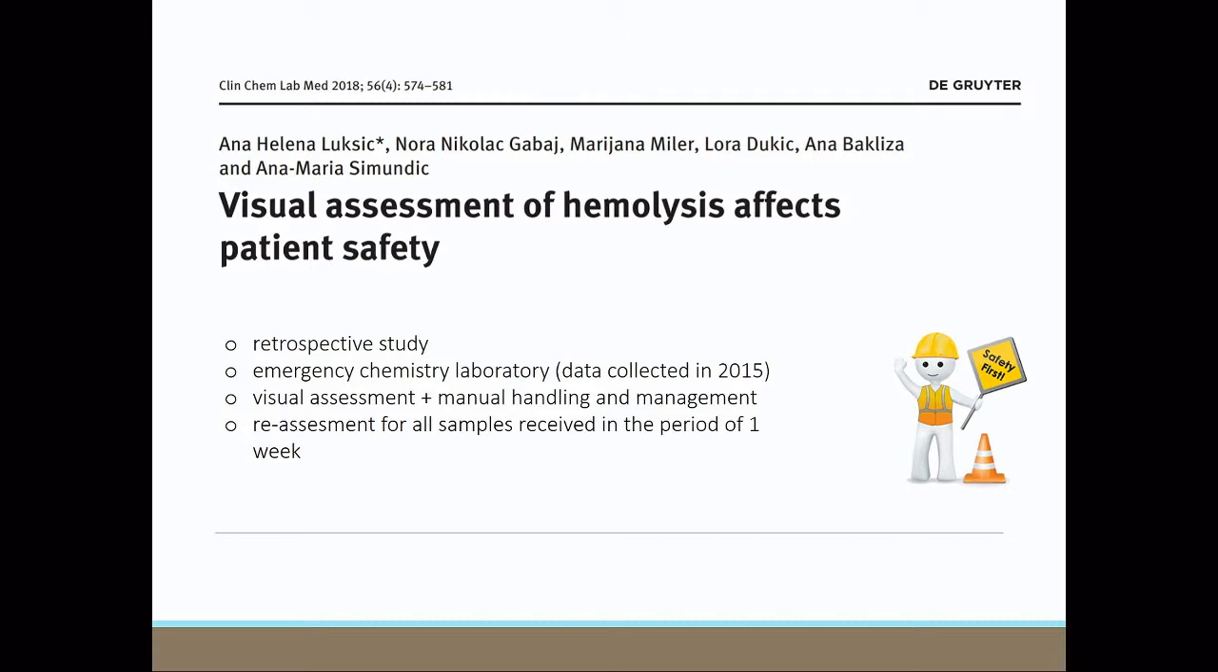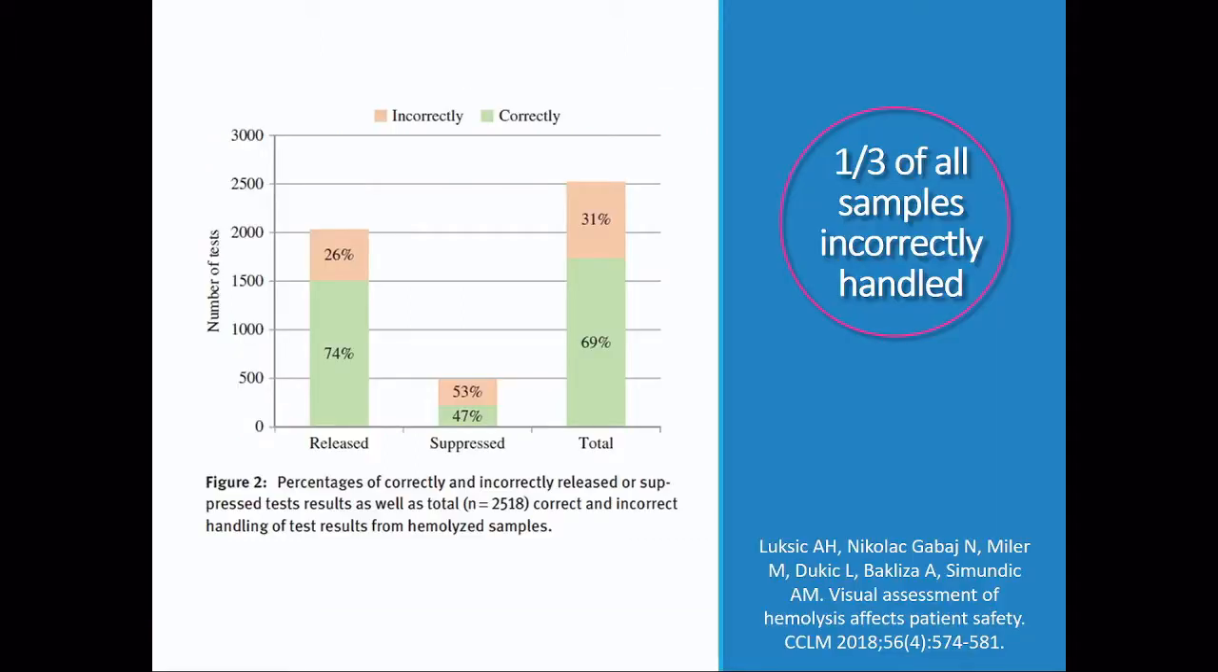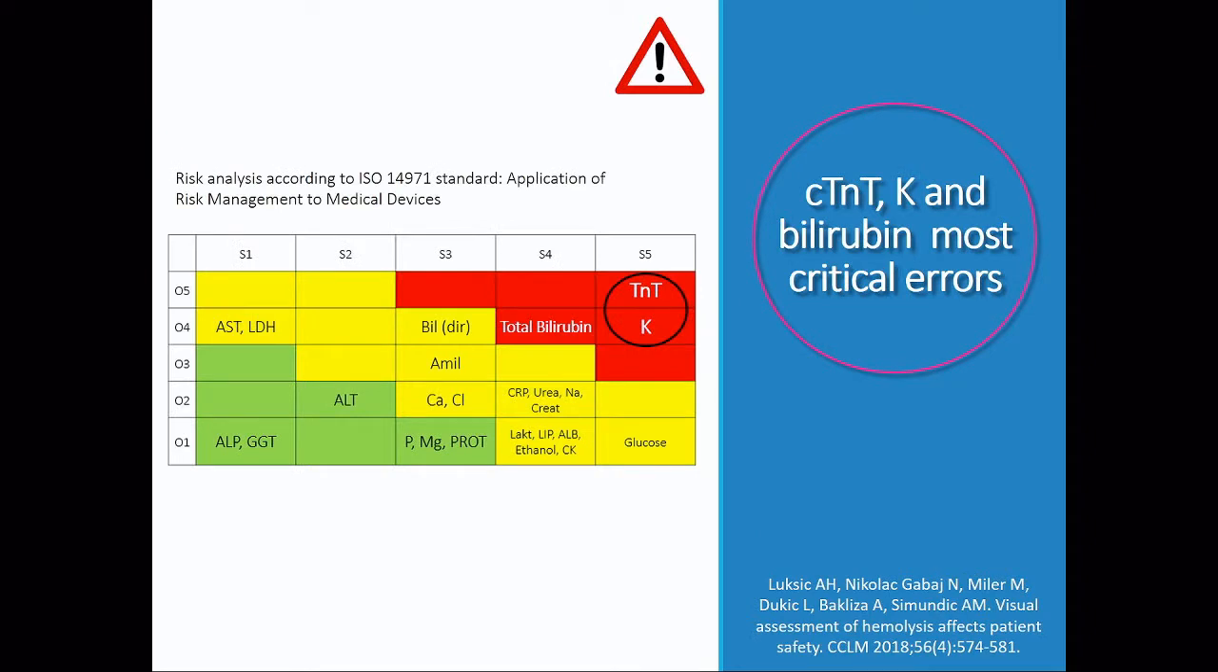And then we did the reassessment of all those samples for a 1-week period, and what we were able to demonstrate is that if you detect hemolysis by visual detection, and then if you make an individual decision of what to do with the sample, then you will in 1 out of 3 times make a false decision. You will make an error. And this error will be either to suppress tests which shouldn't have been suppressed, or to release tests which shouldn't have been released. Of course, not all analytes are equally affected by this error.